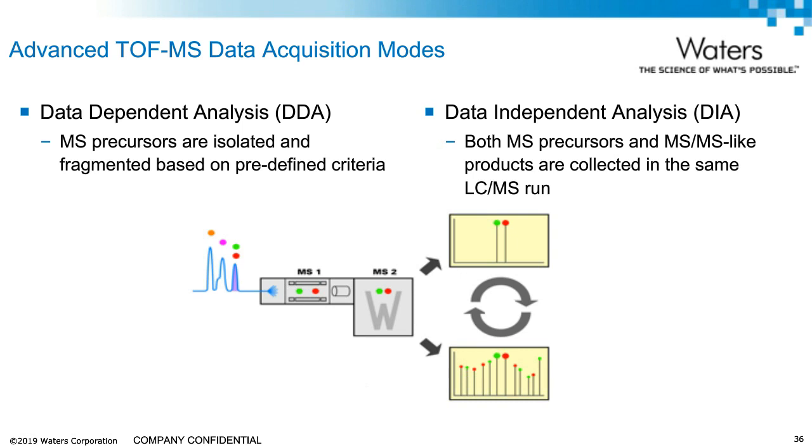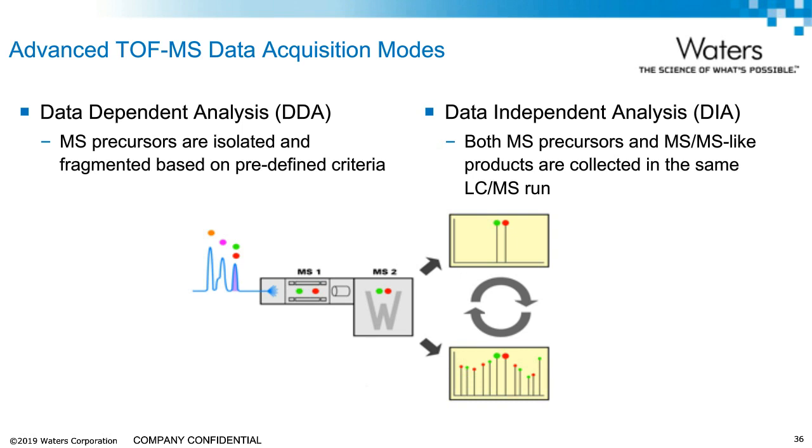Data-dependent analysis, or DDA, begins in MS mode, and when certain criteria are met, such as specific masses, charge states, or intensities, the MS switches to MS-MS mode, and the product ions are recorded until another set of criteria are met. At that point, the system then switches back to MS mode and looks for other ions to meet the criteria.